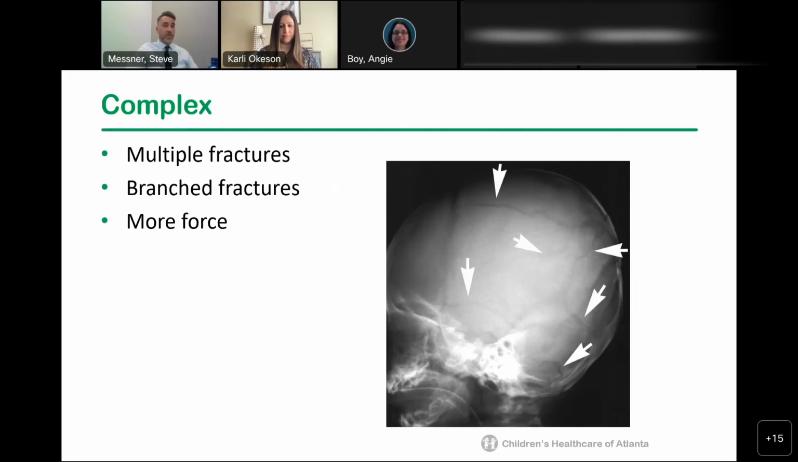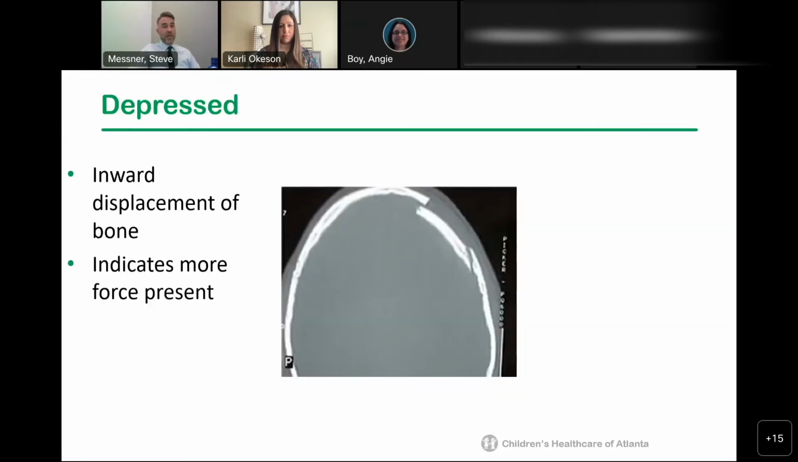Now, this is a different scenario where this skull is broken in multiple places. You see all these arrows. Again, the dark is the fracture lines, and this is a very different amount of force than one that you would see from a short fall. And we consider a short fall up to 4 to 5 feet. This is much more force. This would be more like falling multiple stories or being struck in the head by something or being slammed down into something that's unforgiving.